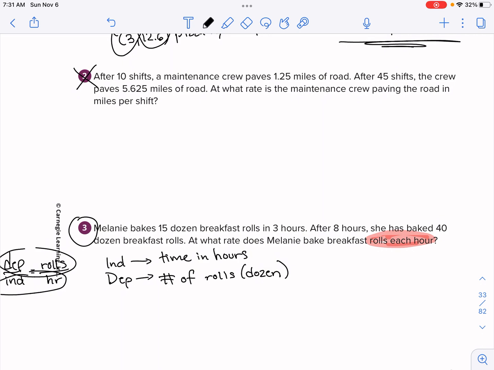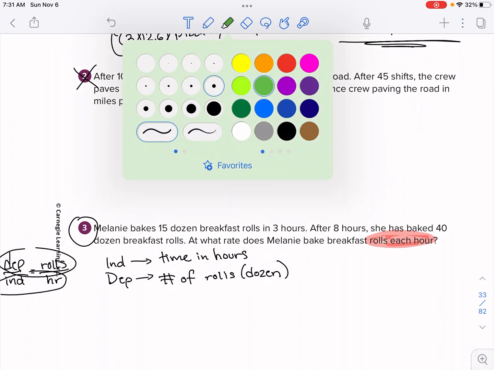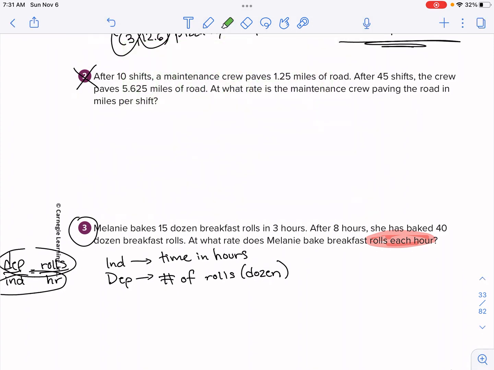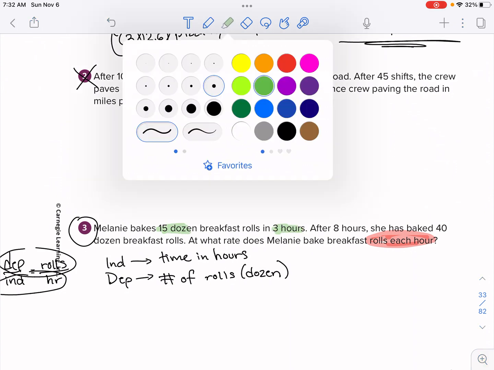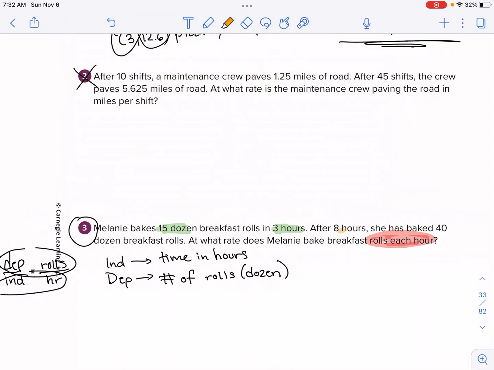Okay, now comes the time where we're writing ordered pairs. We typically start at 0, 0 or 0 for the independent variable, but we're given quite a bit of information. So let's highlight this. 15 dozen in 3 hours. That looks like it's an ordered pair. And then separately, 8 hours, she's baked 40 dozen. Okay. Now, if you're not sure how to write this, whether the first one's going to be 15 and 3, is it 15, 3 or 3, 15? All right, well, let's use some clues here.